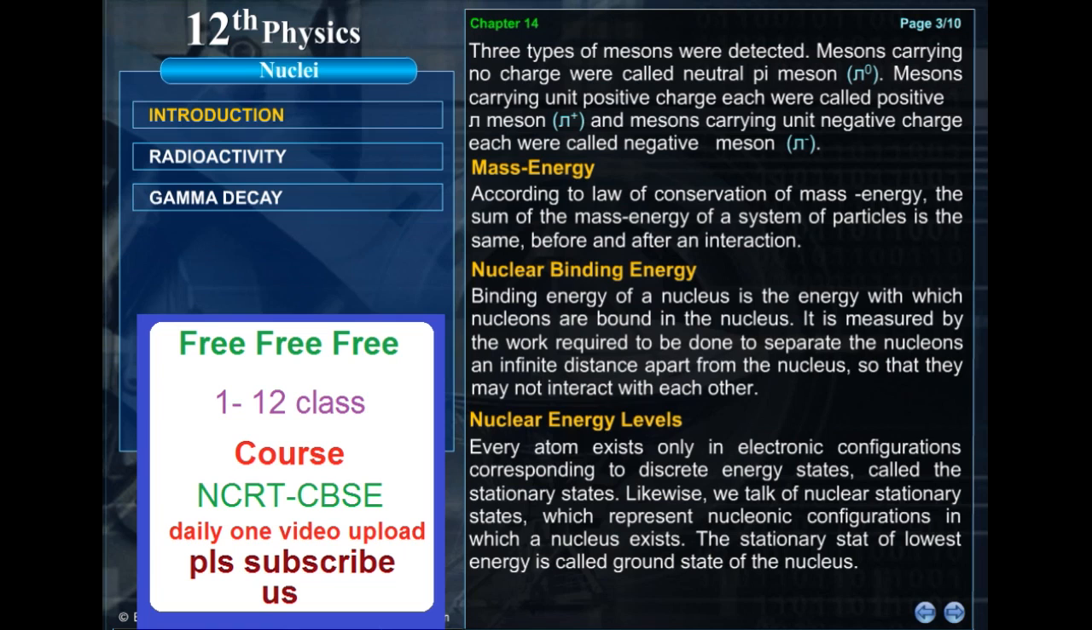Every atom exists only in electronic configurations corresponding to discrete energy states called the stationary states. Likewise, we talk of nuclear stationary states which represent nucleonic configurations in which a nucleus exists. The stationary state of lowest energy is called the ground state of the nucleus.